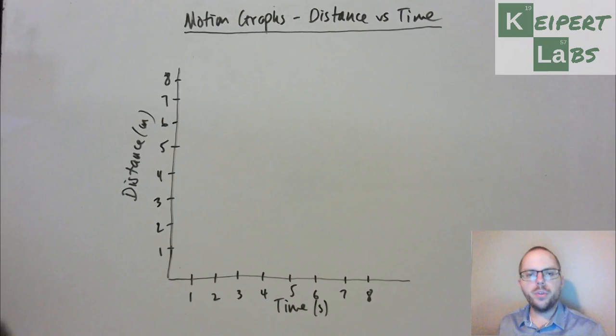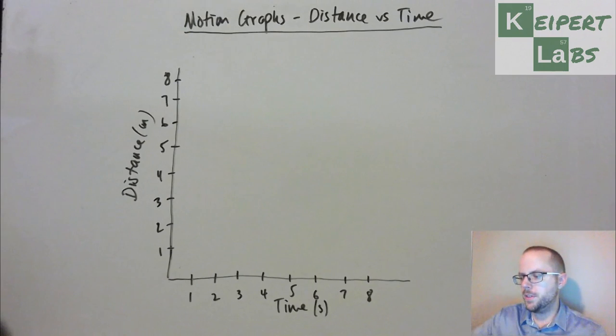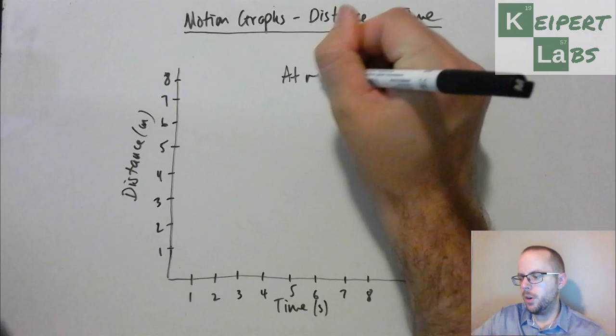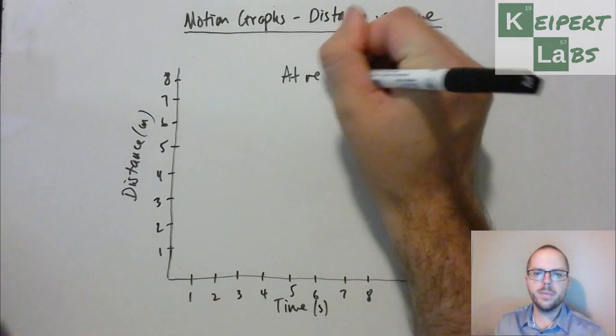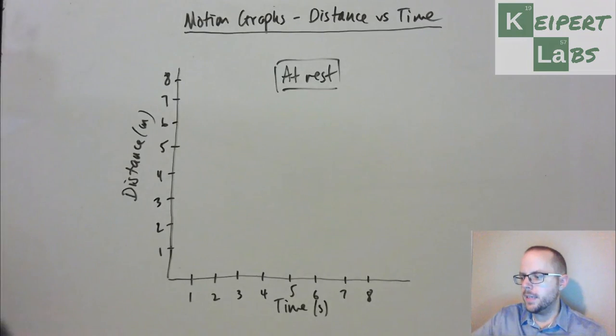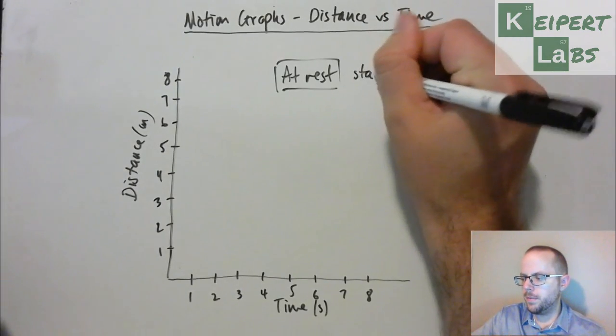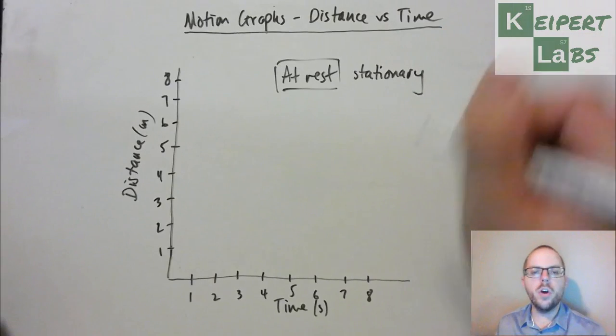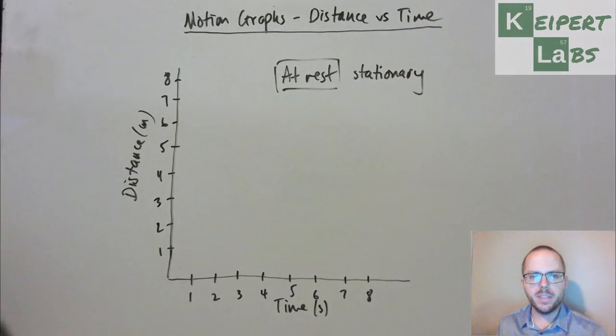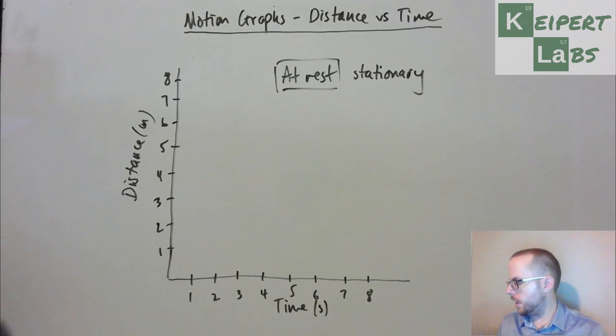We're going to look through a couple of different scenarios of an object's motion and what a graph of its distance versus time might look like, so that you can add these lines on your sheet. The first scenario is an object that is at rest. At rest is the same as stationary: it is not moving. It is at a particular position, remaining still. It has zero velocity.